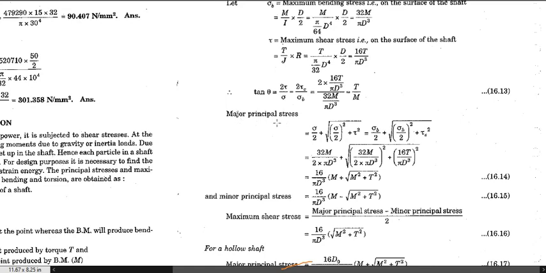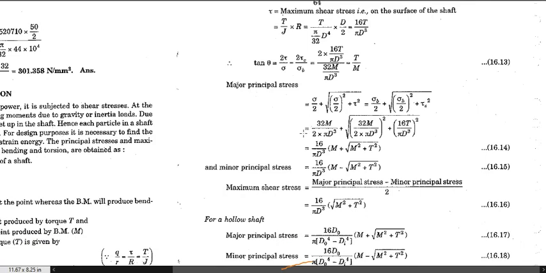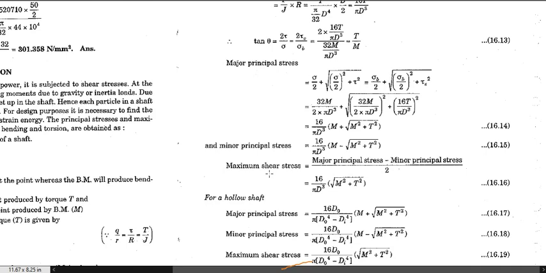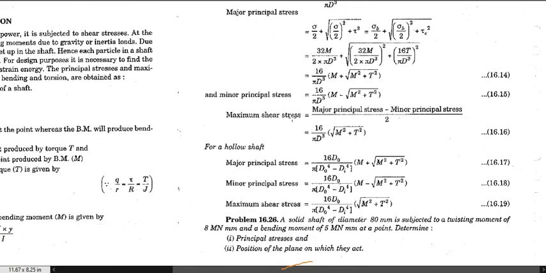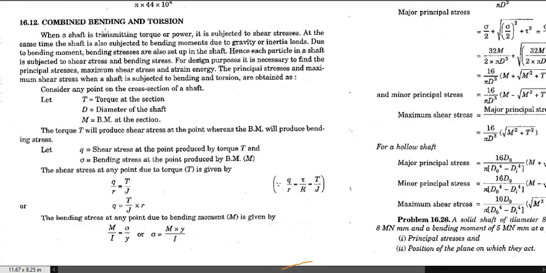And you know the major principal stress and minor principal stress from the previous case, you know this formula. What you have to do is simply substitute these things that you have obtained, like tau equals 16T over pi d cube, in this formula, and then you will get the major and minor principal stresses. Similarly, you will also get the maximum shear stress, which is the difference between both of them divided by 2. That is for the solid case. Similarly, you can also obtain the same for the hollow shaft, and in this way we have seen how bending and torsion have an effect on the shaft.